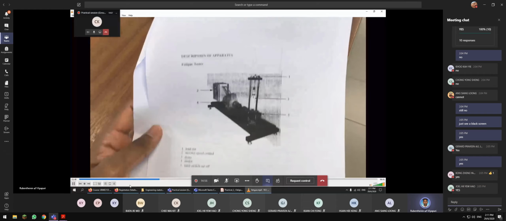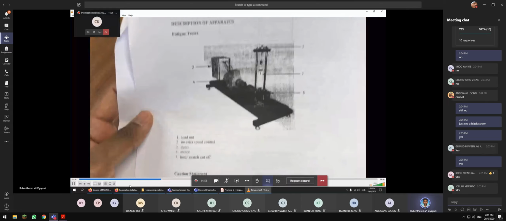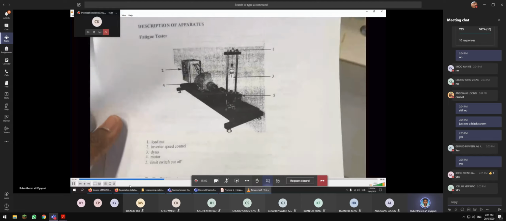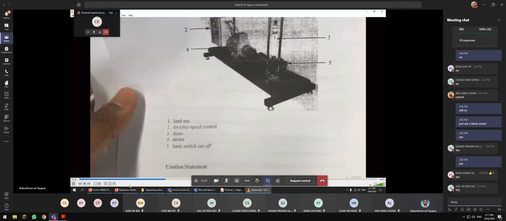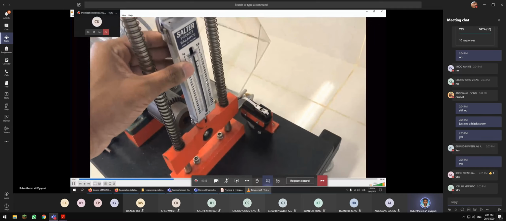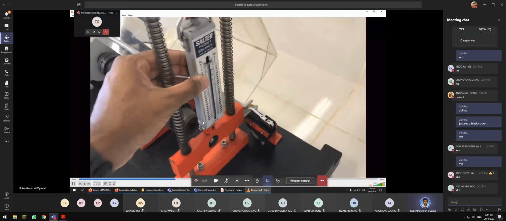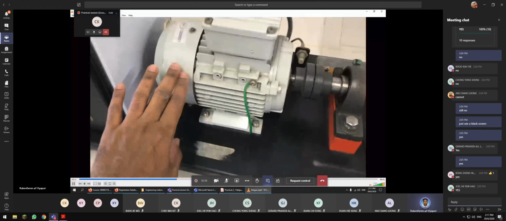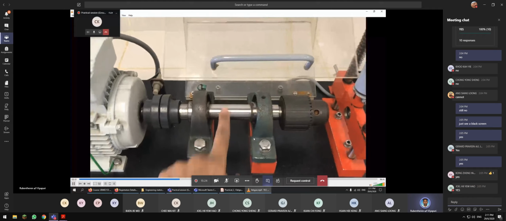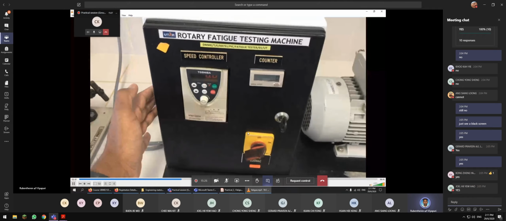Okay, and this is your setup. This is your load nut, and this is your balance. This is where you set the load. And this is your dyno motor. This is the shaft. Inverter speed controller.